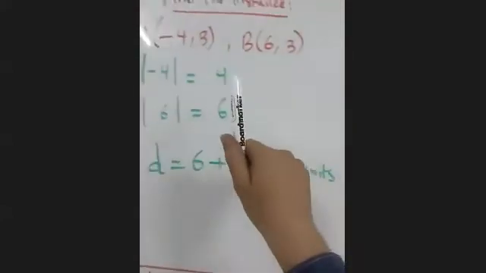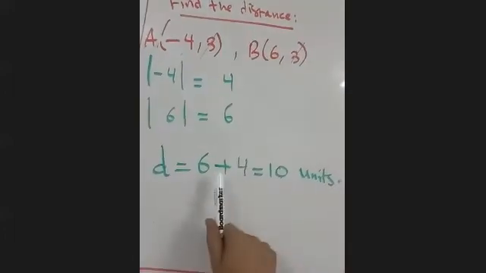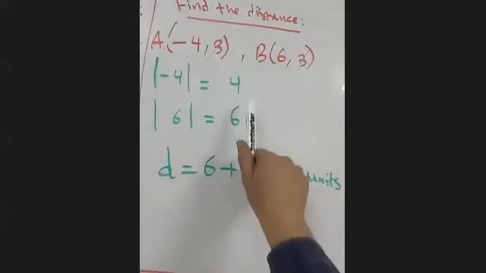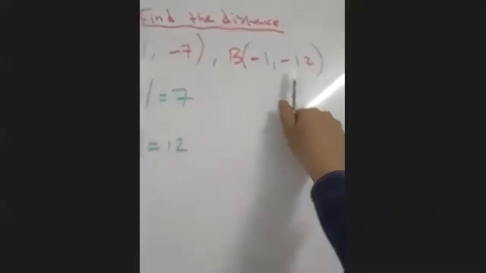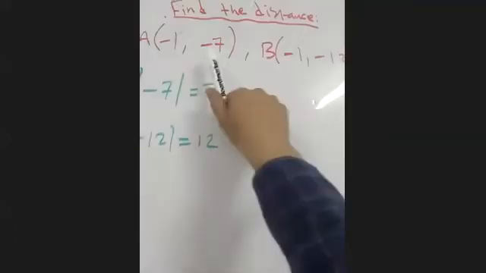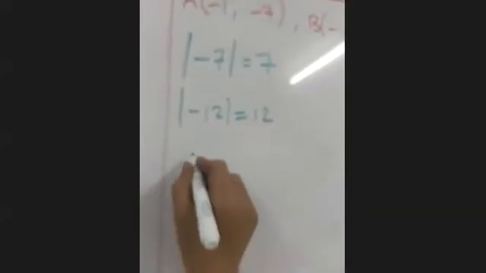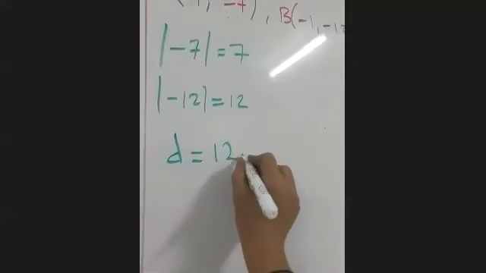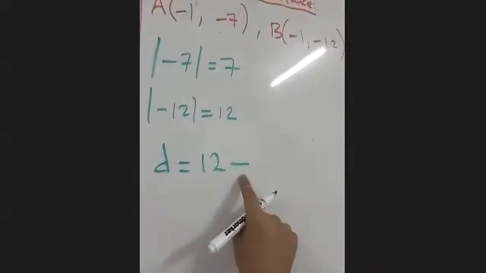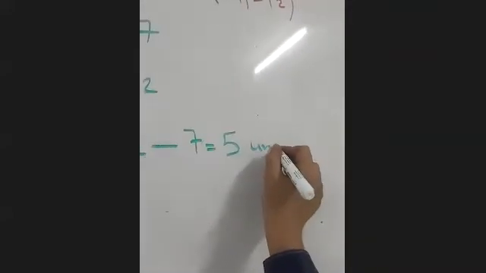If we have different signs, look here, here negative and here positive, we add the answers of the absolute values. Here 7 is negative, 12 is negative. They have the same sign. We subtract the absolute values. So D equals, what's the bigger? 12 minus 7, which is 5 units.